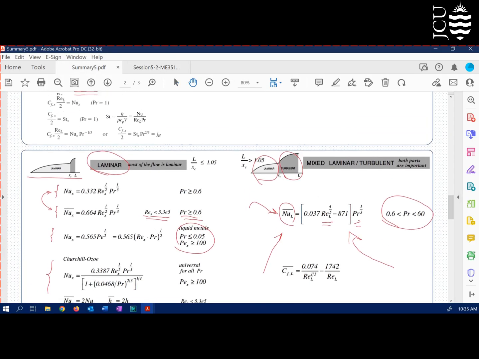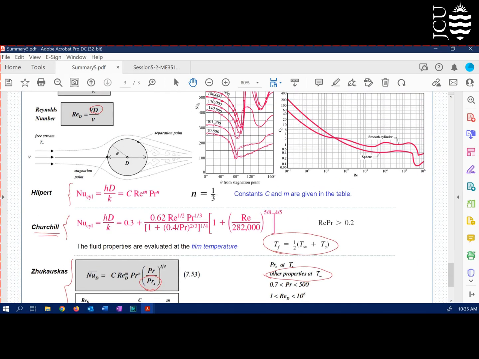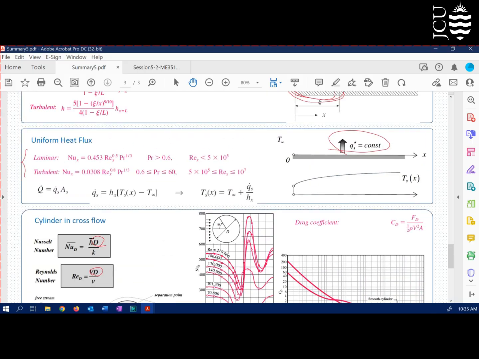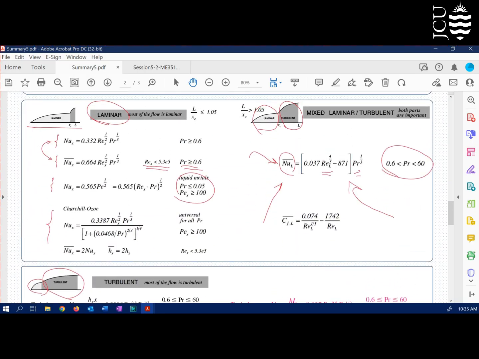Okay, external flow. First thing, you need to identify the geometry: if it's a flat surface, a cylinder, or a sphere. Then you need to identify what temperature you're going to use to find material properties. Is it film temperature, surface temperature, or T infinity? Identify those temperatures. Then you need to find the Reynolds number, because without the Reynolds number, it is very difficult for us to identify if it's laminar or turbulent. After identifying laminar or turbulent, you're going to select your Nusselt number formula.